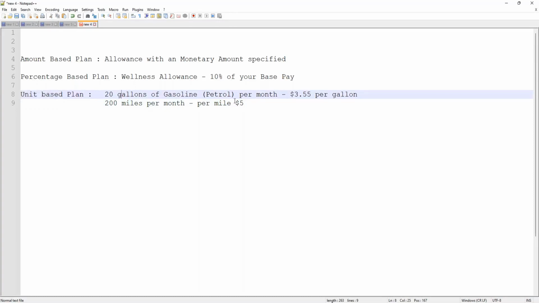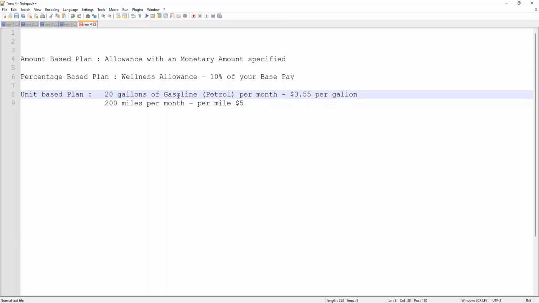But if you just look at this plan, would you be able to tell what is the exact amount you are going to get per month? If you look at this particular allowance, you can't tell, because every month or periodically those rates will keep changing.